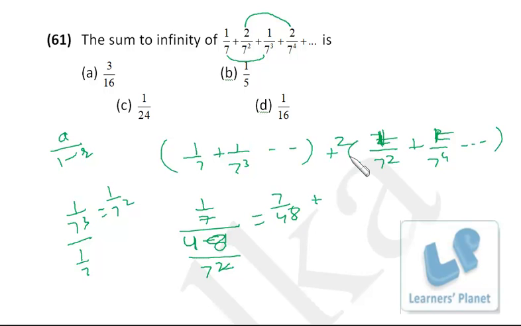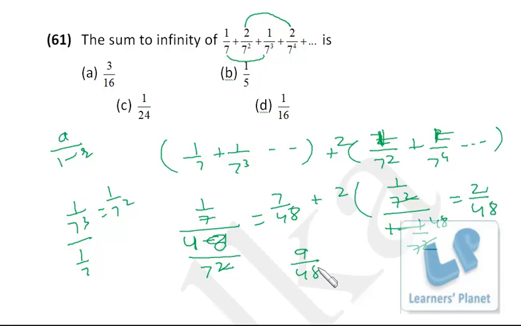Okay, plus here it is 2. Over here the first term will be 1 upon 7 square and 1 minus r. So again the common ratio is 1 by 7 square. So 1 minus 1 upon 7 square. So 7 square minus 1, that is 48 by 7 square. So that will be cancelled. So we'll be getting 2 by 48. So this is 7 by 48. This is 2 by 48. So precisely the sum is 9 by 48. So 3, 3 and 3, 16. Okay. Simple.